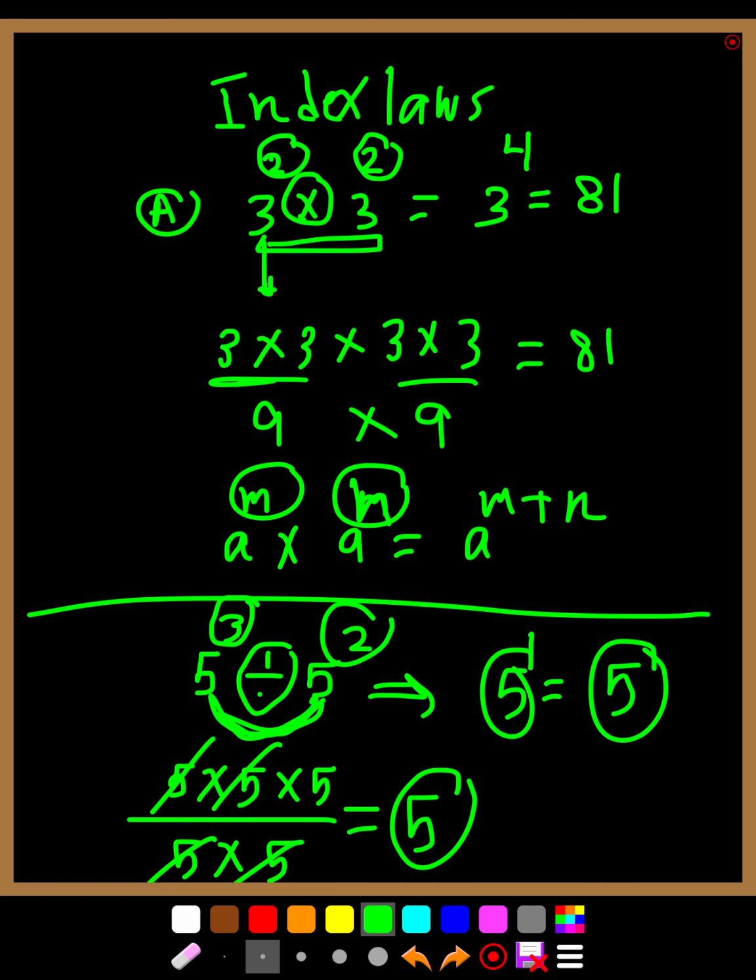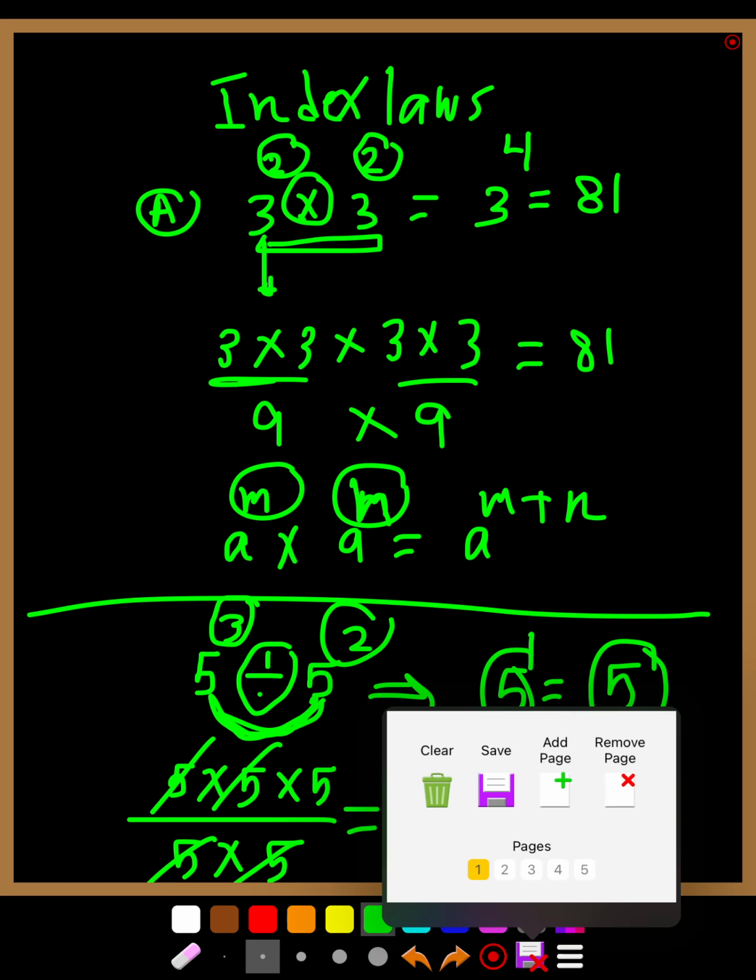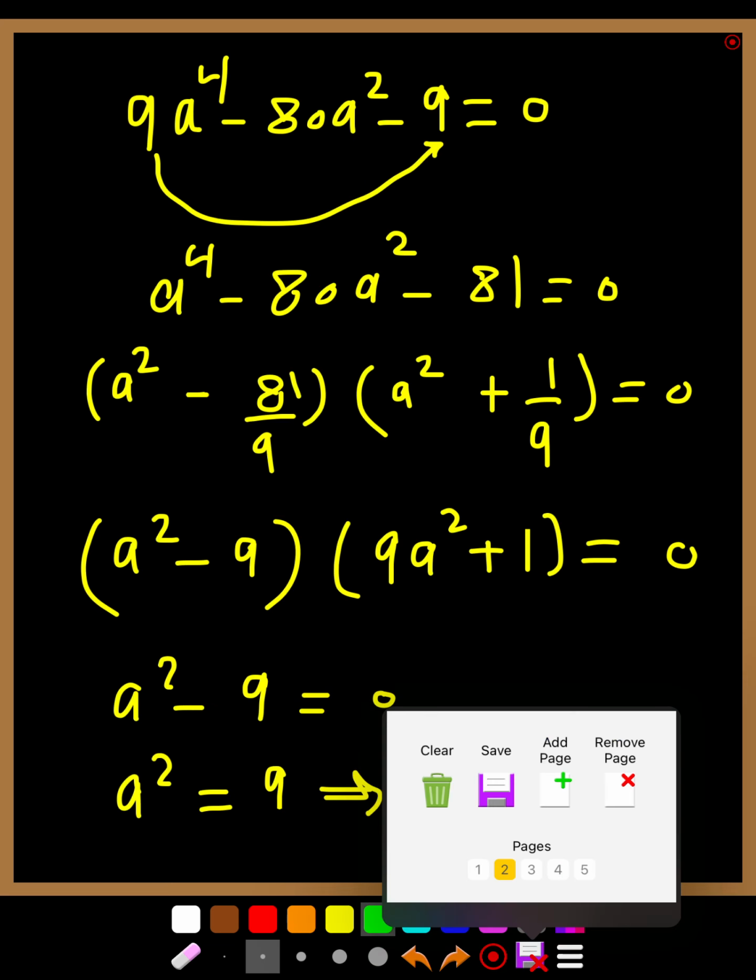Okay, that's good. Let's have another thing. For example, if you have 3 power 2, all power 3, what are you going to do? You are going to multiply the powers together. Multiply the powers, 3 and 2, 2 times 3 is 6.